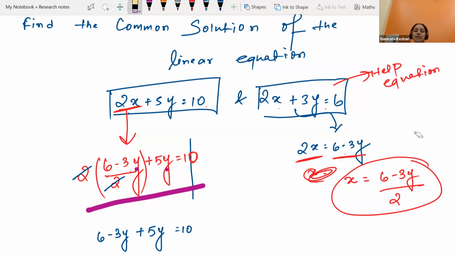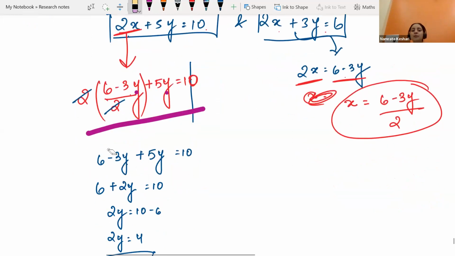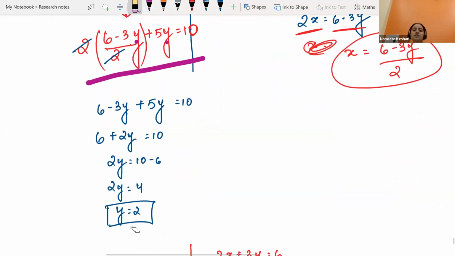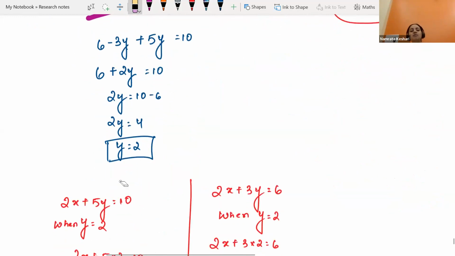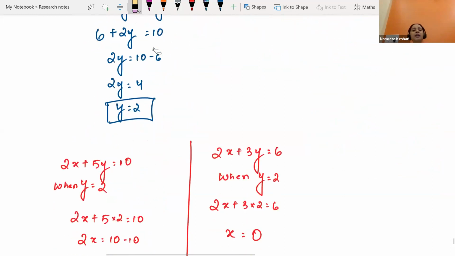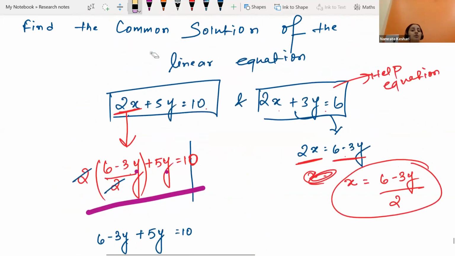Once we did so, we ended up getting this equation: 6 minus 3y plus 5y is equal to 10. From here, easily we got the y value. Very easy. This y value we substituted in one of the original given equations, either the first one or the second. You will get the x value, and that is the common solution. If you want to check, you check it. It will satisfy both the equations.